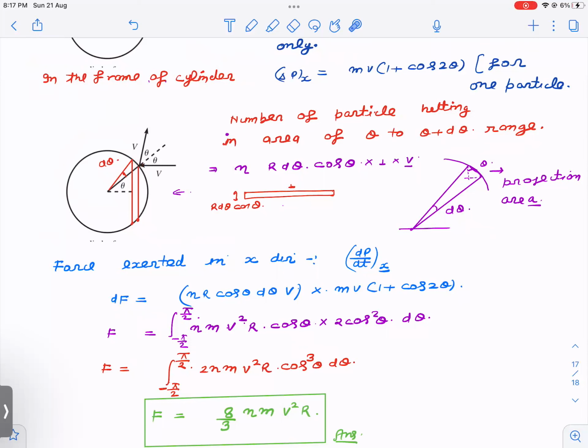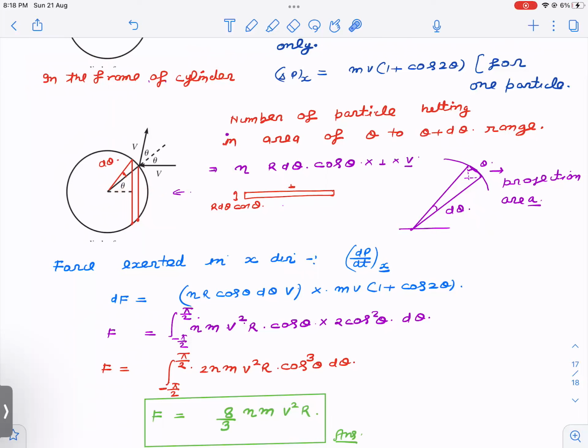So dF is equal to n r cos theta d theta v into m v (1 plus cos 2 theta). Then after that, you're going to get this integral, cos 2 theta I've written as 2 cos square theta minus 1. And now, because the cylinder is moving forward in this direction, only in this region particles are going to collide. Due to that, drag force will act. So I have then integrated this from minus pi by 2 to plus pi by 2.